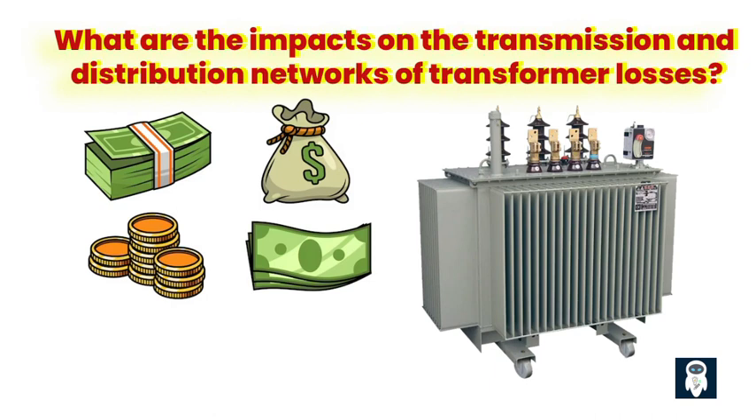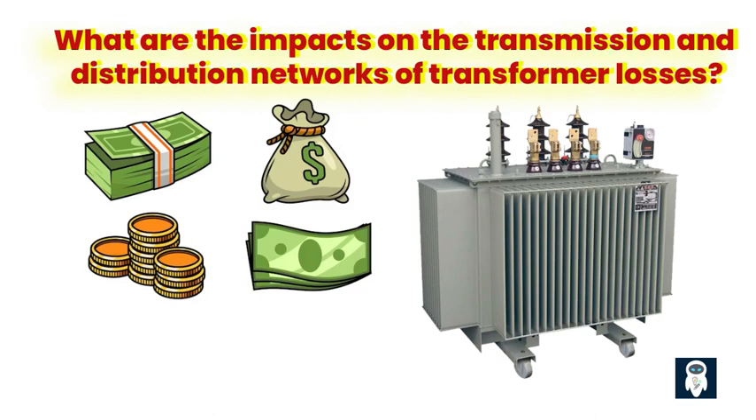Transformers are not 100% efficient, and a portion of the energy passing through them is lost as heat. These losses include load losses, caused by the resistance of the windings, and no-load losses, which consist of core losses, such as hysteresis and eddy current losses. The overall efficiency of the transformer is reduced when losses are high, leading to higher energy consumption and increased operating costs. Additionally, transformer losses contribute to voltage drops within the transmission and distribution network.